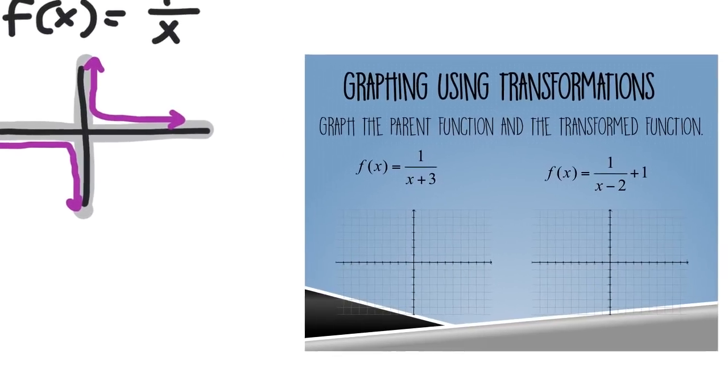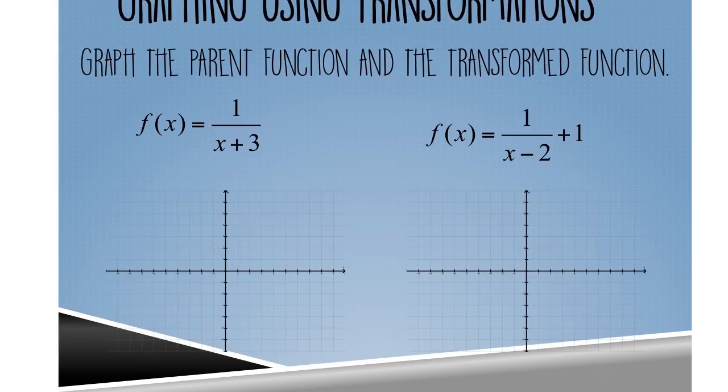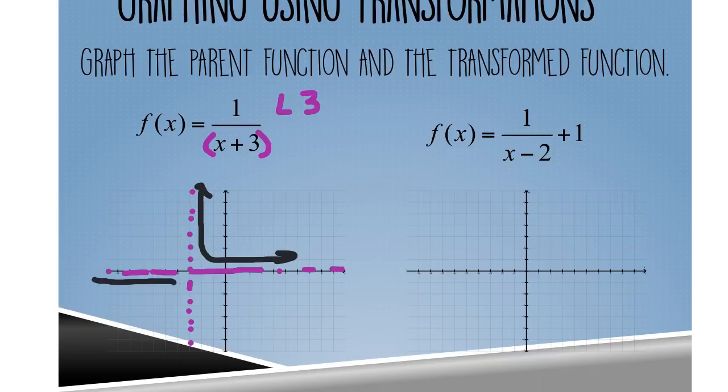So when we look at these examples here, if it was inside the function with x, that's a horizontal transformation. This is in the opposite direction you would typically think. This is left 3 places. So now my vertical asymptote is actually running through negative 3. My horizontal is still running through 0. So then I go first quadrant and shifted third quadrant.